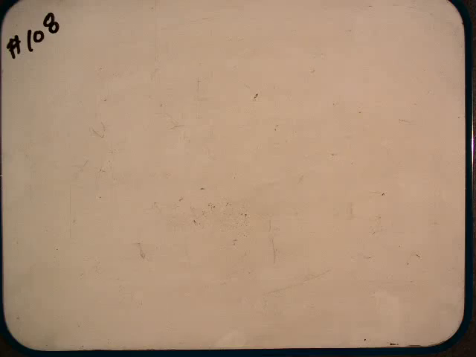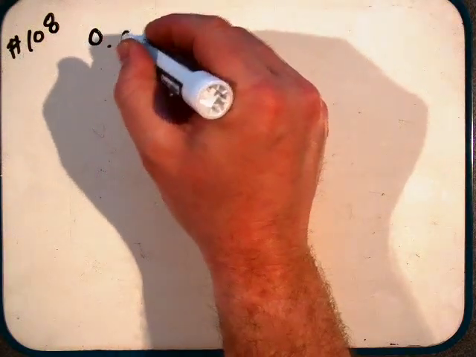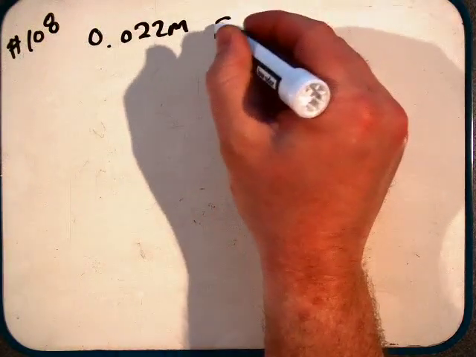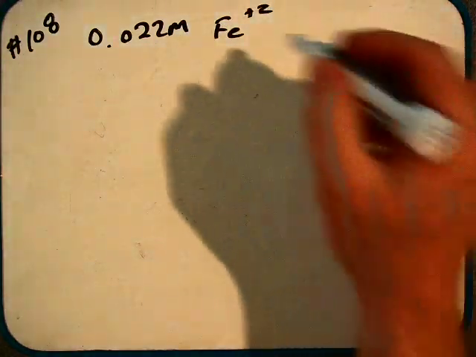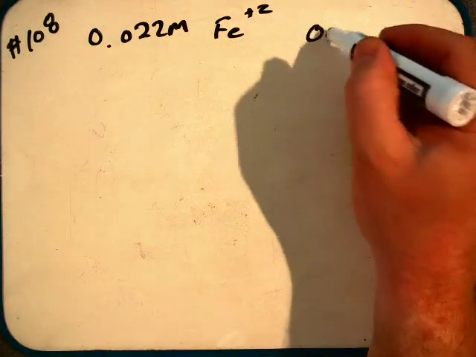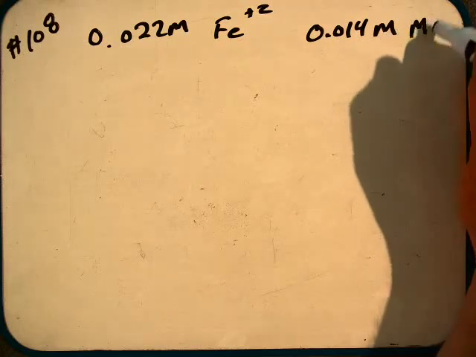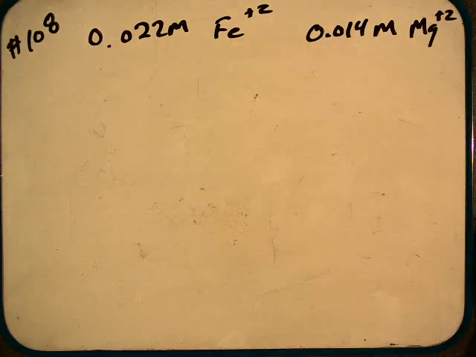This is number 108 in chapter 16. It is a precipitation question, a fractional precipitation question, and it asks us to consider a solution, and the solution has two ions in it. One is our ferrous ion, or Fe2+, and it's 0.022 molar. And then we have magnesium 2+ as well, but that solution is 0.014.